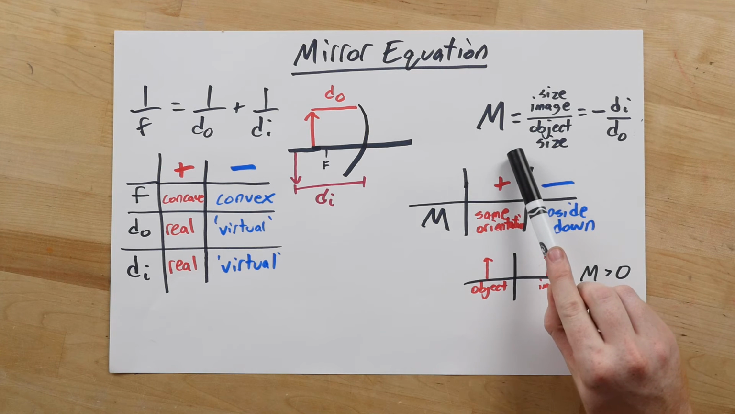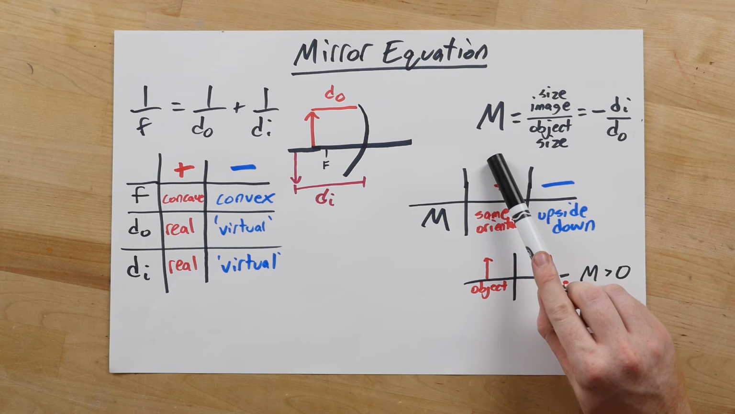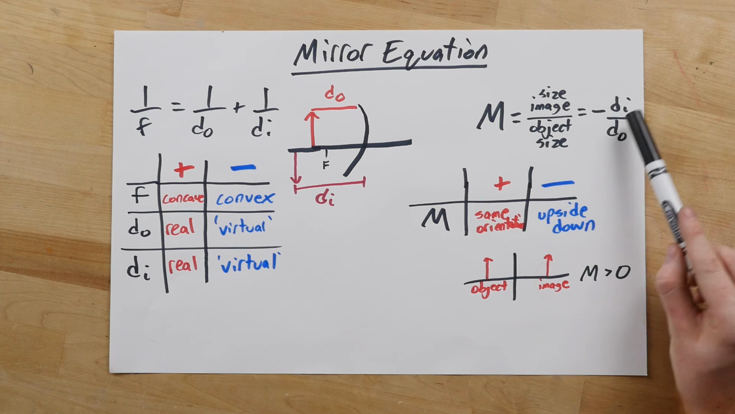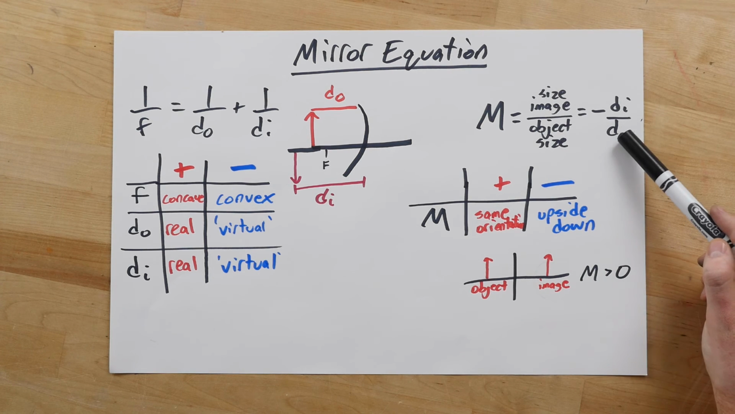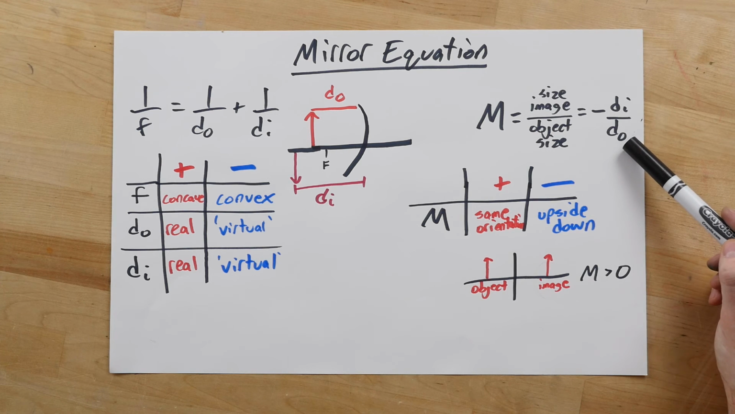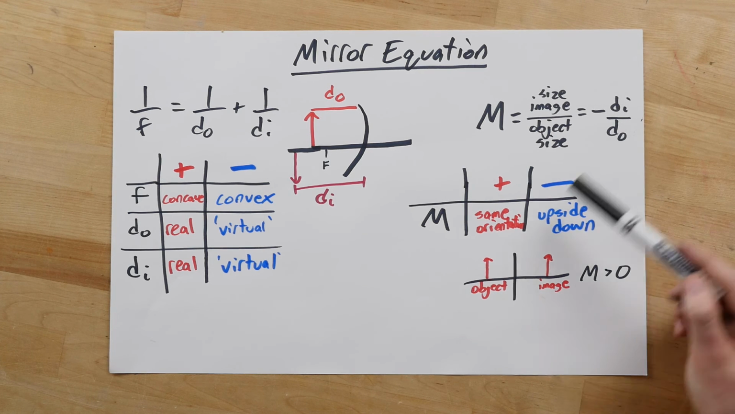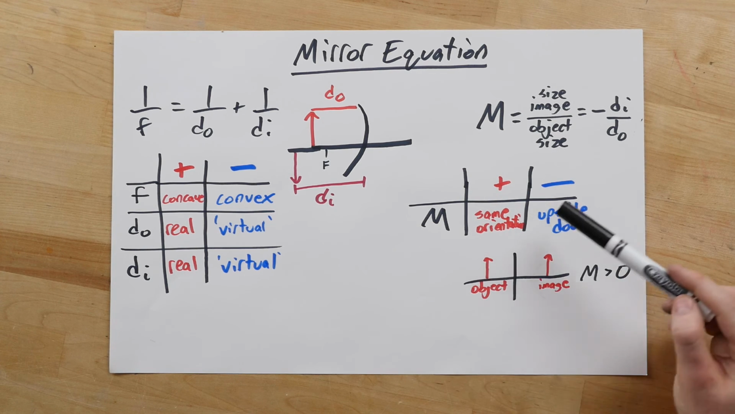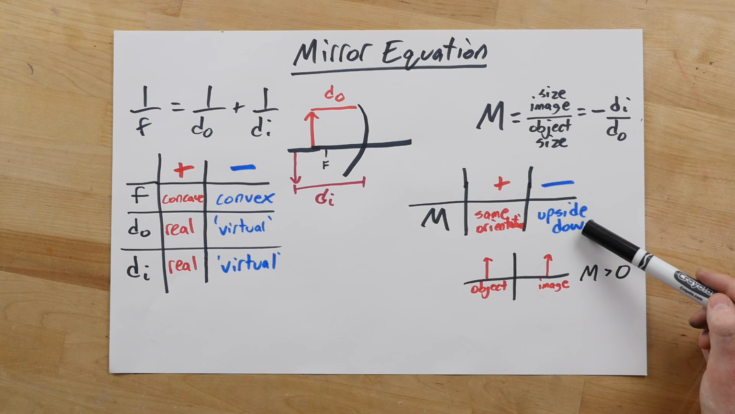We can also determine the magnification of our system from the size of the image over the object size just by this equation, where di is again the image distance and do is the object distance. Here we have two more sign conventions. A positive magnification means you have the same orientation as the object, which you can see here. A negative magnification is when it's upside down.